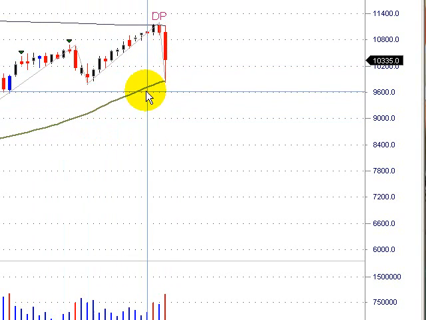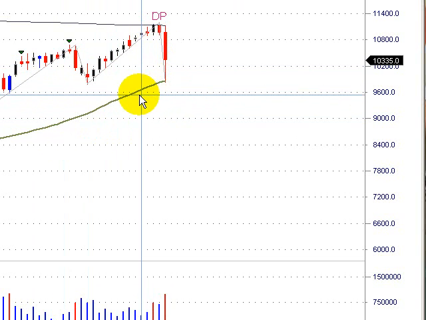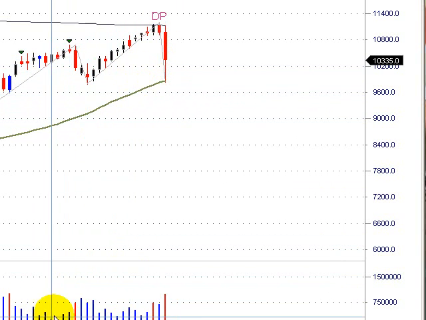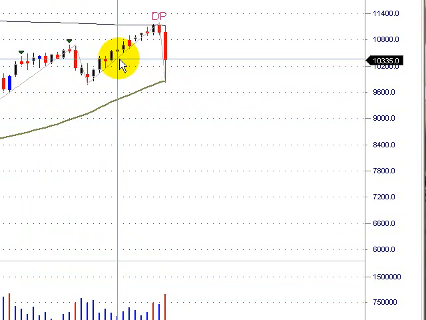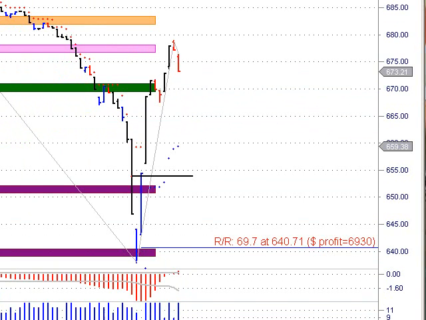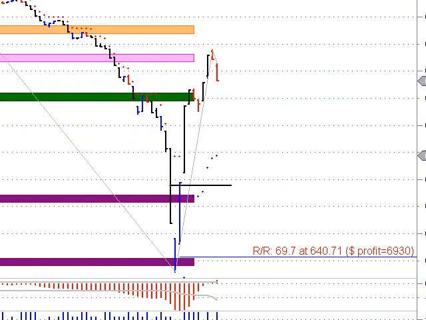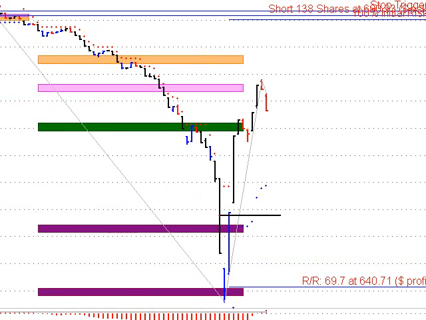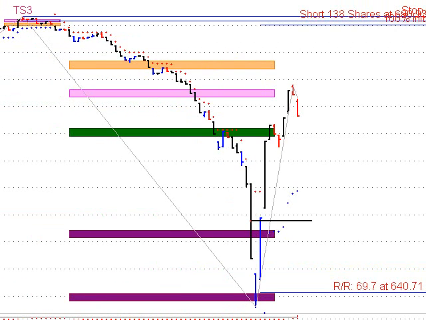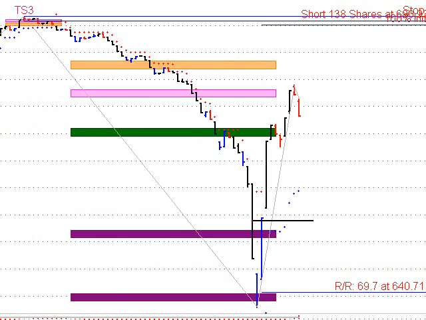There's the weekly 50 period here. So pretty interesting week. Let me go back now and show. Here, let me bring this into focus for you. It's a little harder to get this trade in because of the size of the drop that took place.